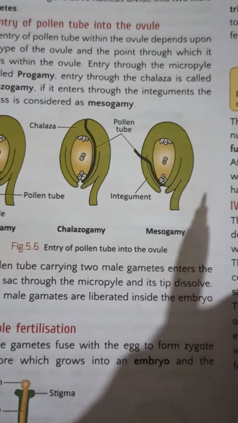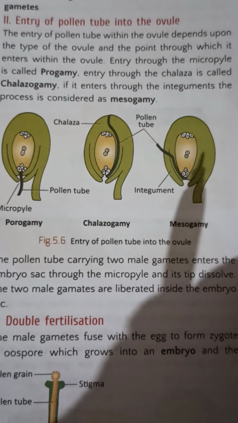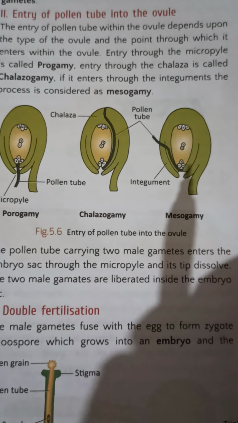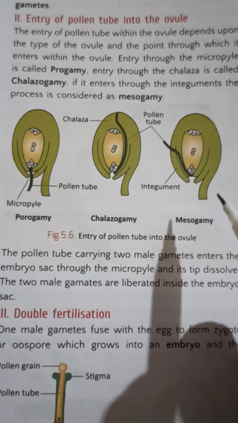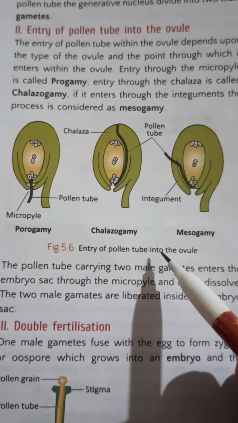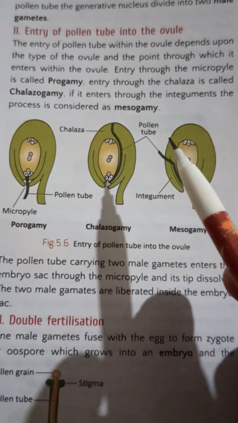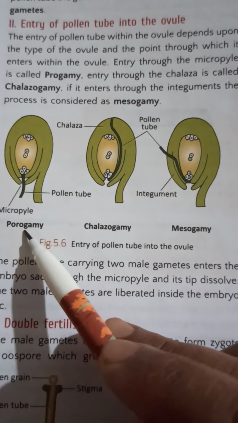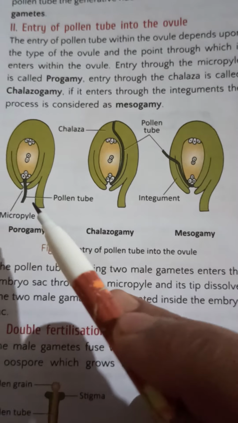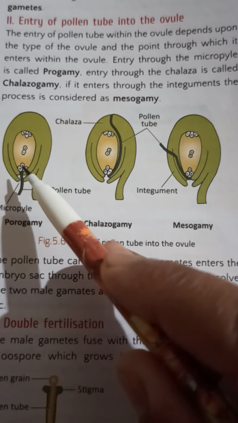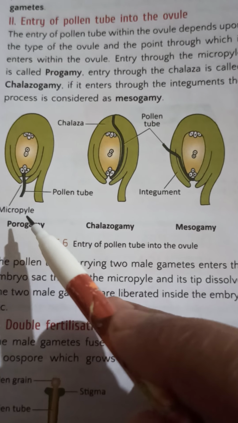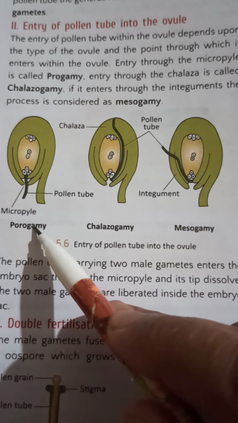So we also have to know the types, that means, when the pollen tube enters into the ovule, there are three types. One is progamy. Progamy means when the pollen tube passes through the micropyle.